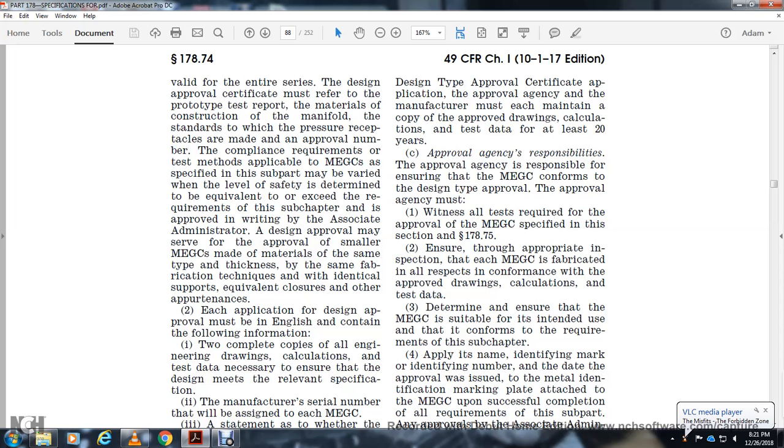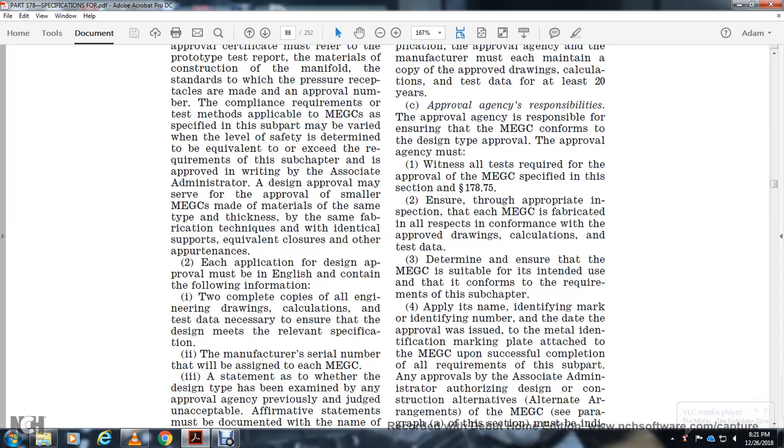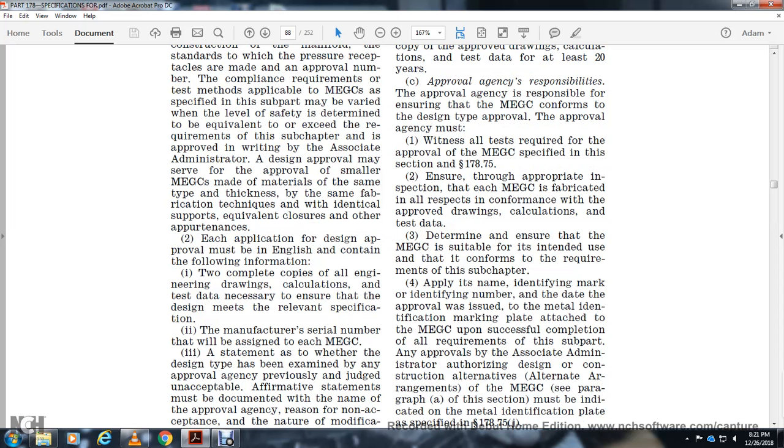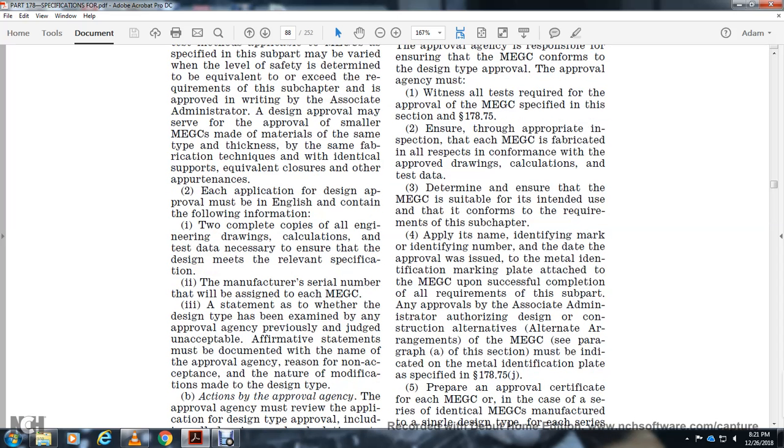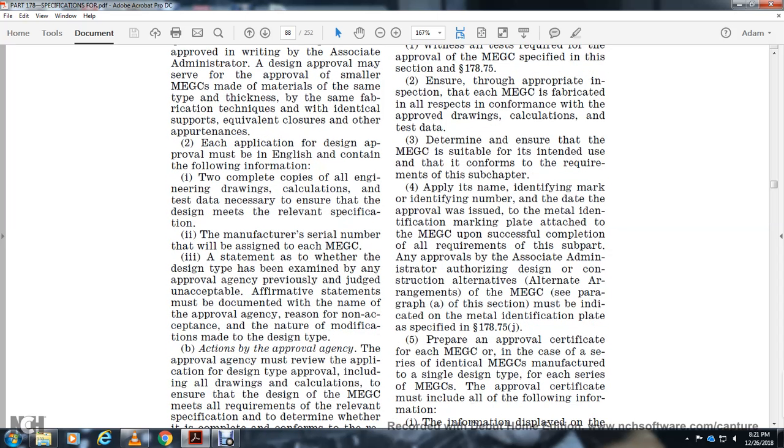engineering drawings, calculations and test data necessary to ensure that the design meets the relevant specifications. The manufacturer serial number that will be assigned to the MEGC. A statement whether the design type has been examined by any approval agency previously and judged unacceptable. An affirmative statement must be documented with the name of the approval agency, the reason for the non-acceptable nature, and the modification made to the design type.